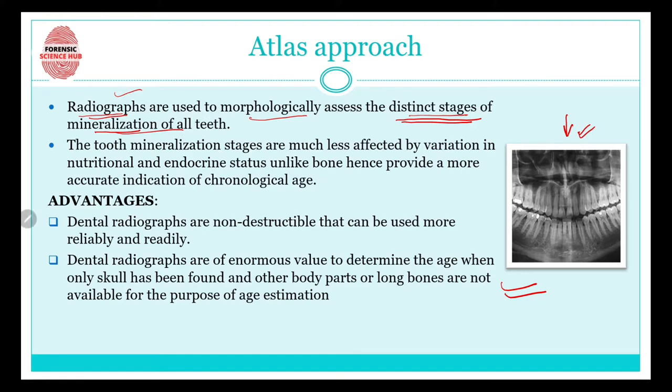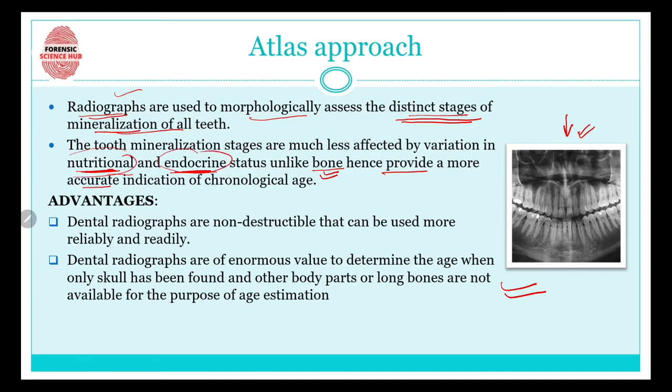The tooth mineralization stages are much less affected by variation in nutritional and endocrine status, unlike bones, hence they provide a more accurate indication of chronological age. Bones are also mineralized, and teeth are also mineralized, but the bone mineralization stages can be affected by the nutritional habits or the endocrine status of the person, so we cannot determine the age reliably through that. But this is not so in teeth. Teeth mineralization is not affected by nutrition or by endocrine status, hence it is more reliable.